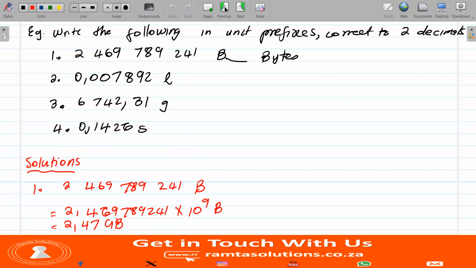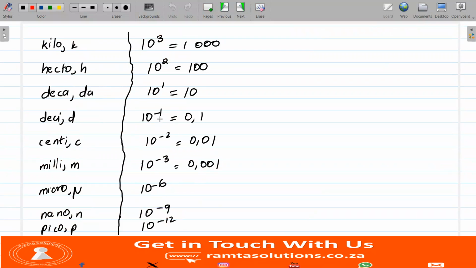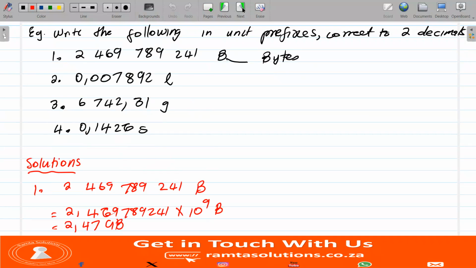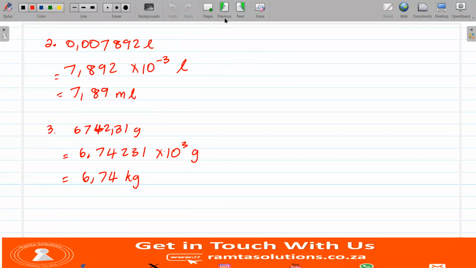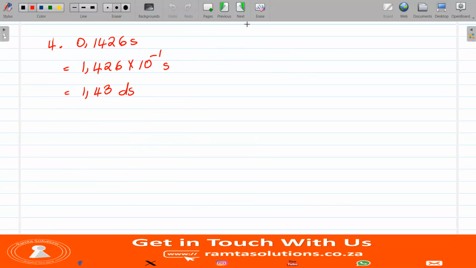Okay, let's go confirm. Deci is 10 to the negative 1. Do you guys see this? And guys, this is how we write our prefixes. With that being said, ours is done and bye-bye.